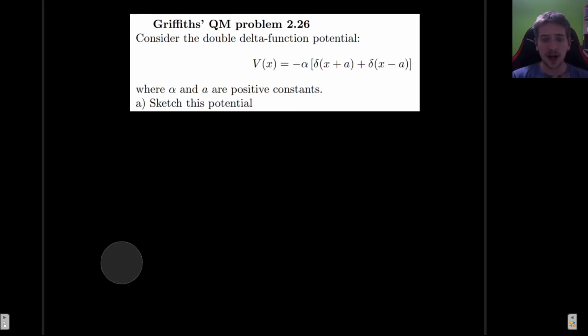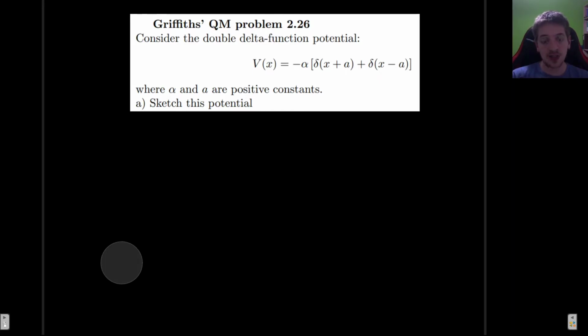So in this video, I'm going to be solving problem 2.26 as it appears in Griffiths Introduction to Quantum Mechanics, 3rd edition. Now, it is important to state that in this video, I'm going to be using a brute force method because there is a clever trick that you can use.